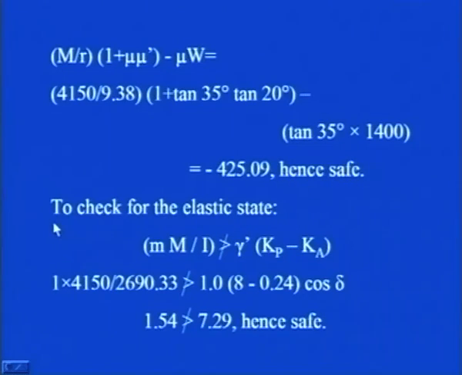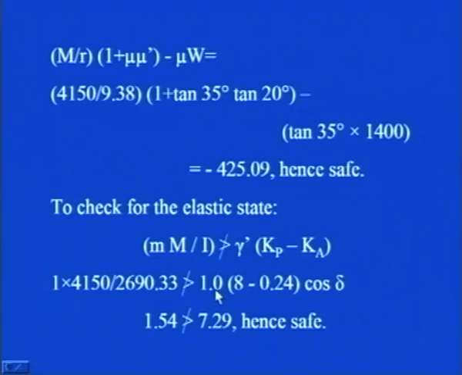Now, in step 4, I told you that you need to check that the soil is in elastic state, and the expression for that is: M into capital M by I should not be more than γ' (Kp − Ka). Now, if I substitute the numerical values on both sides of this expression, M we have assumed to be 1, then capital M is given to be 4150 divided by this I, which we have calculated as 2690.33 meter to the power 4, and this particular value should not be greater than this γ'.